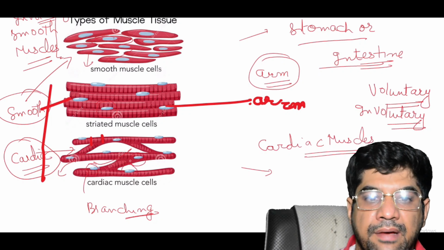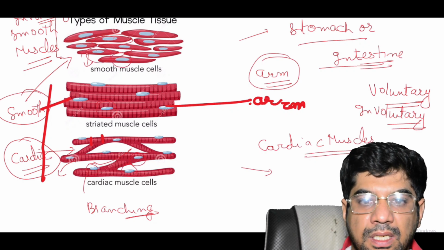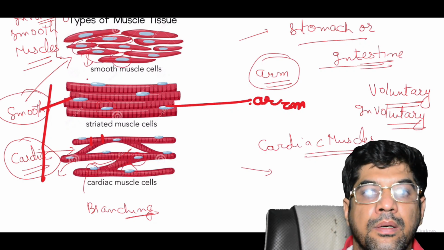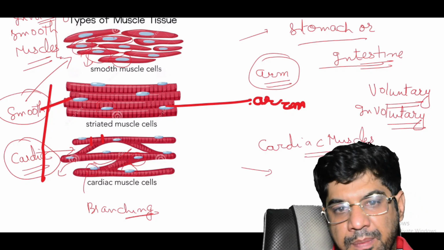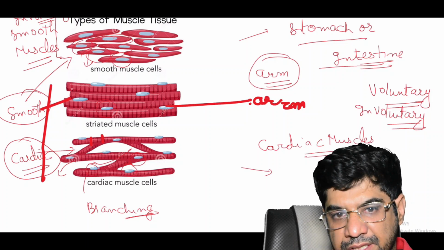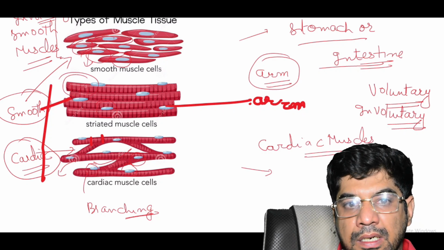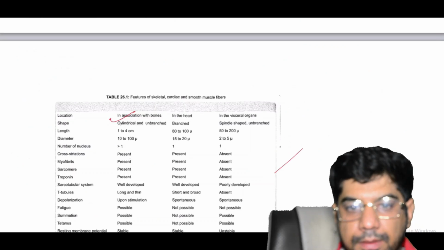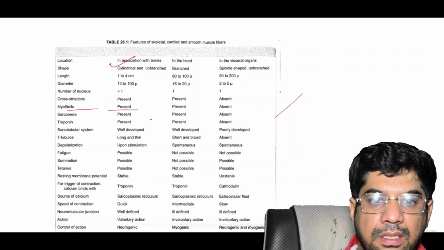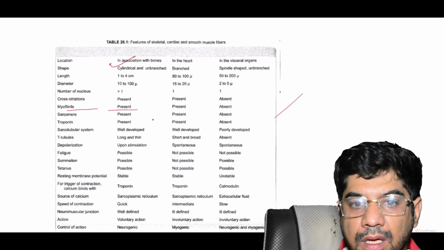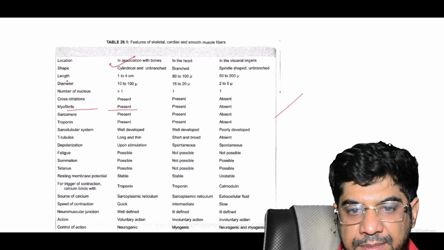The cardiac muscle has one nucleus per cell, and smooth muscle has one nucleus per cell. The cross striations are present in the skeletal muscle. In cardiac muscle, the cross striations are present, but in the smooth muscle, the cross striations are absent. So these are the striation lines that you can see. The myofibrils are present in the skeletal muscle, and in smooth muscle, they are absent.